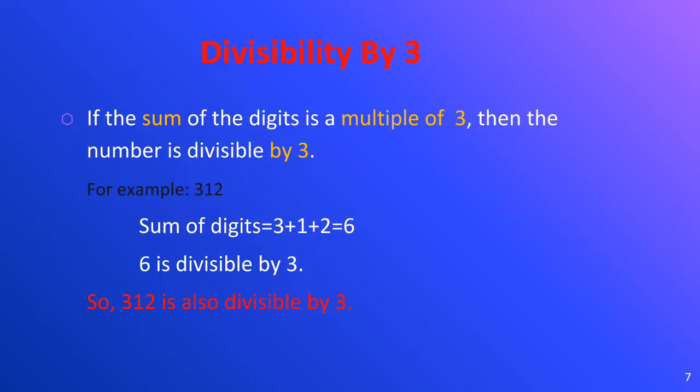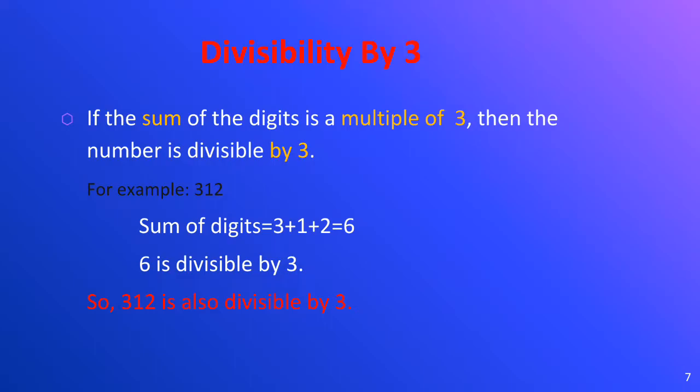If the sum of the digits is a multiple of 3, then the number is divisible by 3. In this, we have to find the total of the digits and then we have to check whether it is a multiple of 3. I repeat, for divisibility by 3, you have to check two conditions. First one, you have to find the sum of the digits, and then you have to check the sum is a multiple of 3, that is the 3 table.